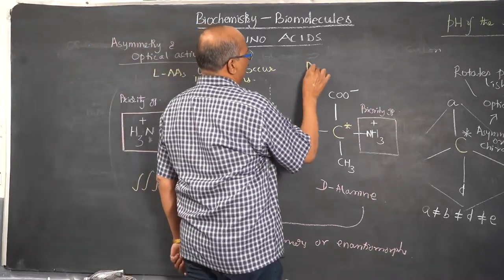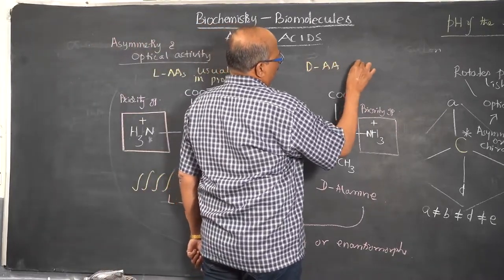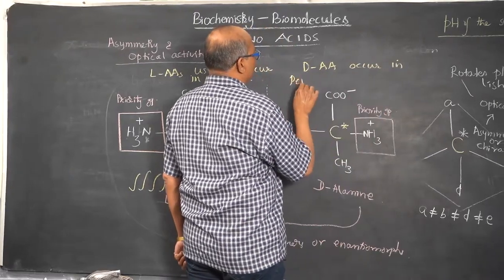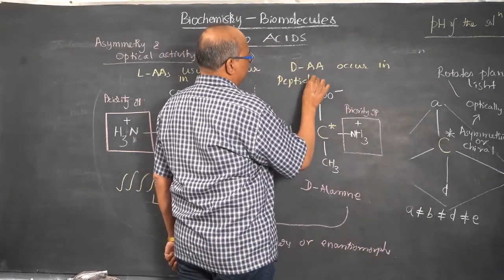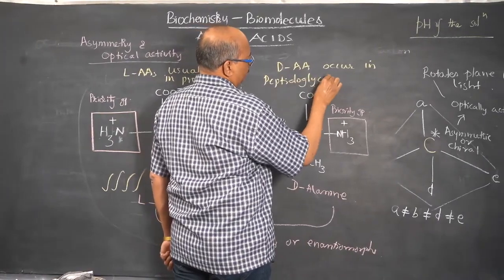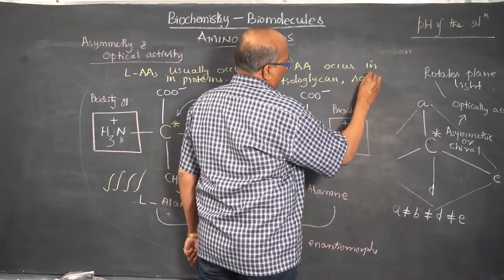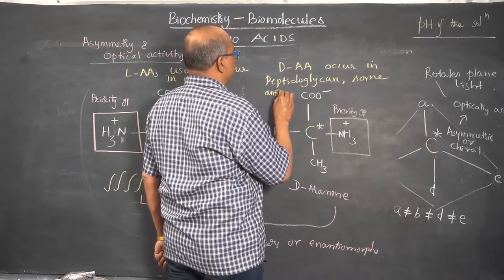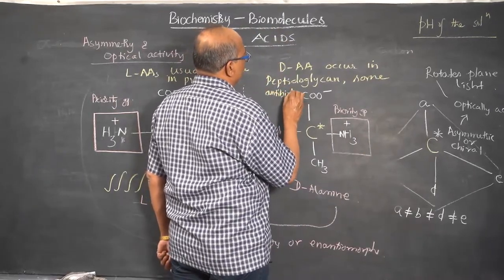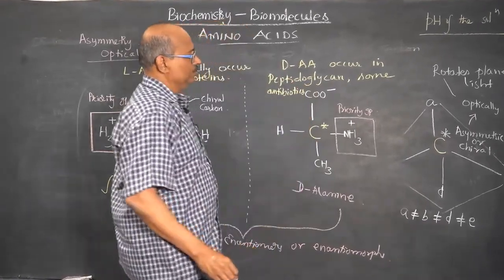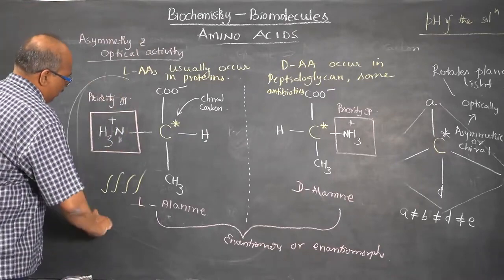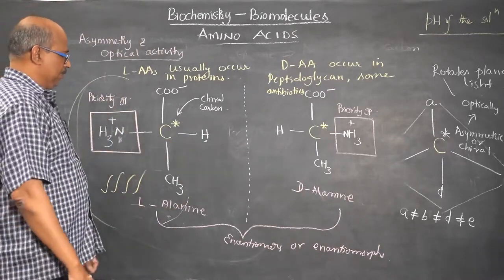Whereas D-amino acids occur in peptidoglycan, which is bacterial cell wall, and some antibiotics, so all our 20 standard amino acids are of the L type.